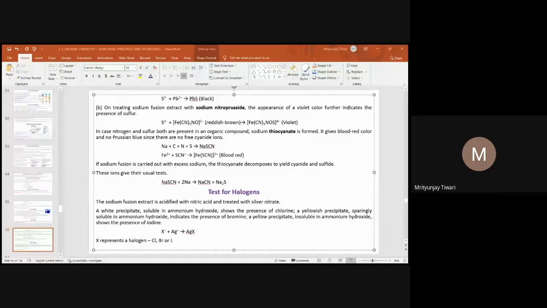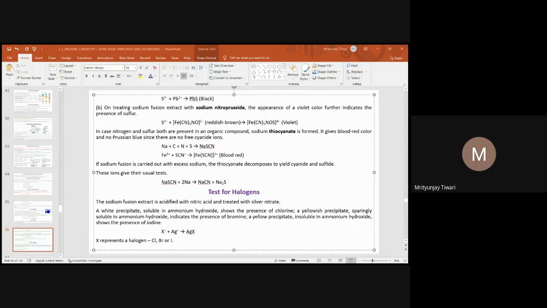If it is yellowish or cream colored, then what we do is separate out this precipitate, filter it, and then add ammonium hydroxide. If this precipitate is just sparingly soluble in ammonium hydroxide, slightly soluble, not completely soluble but some of its mass dissolves, it confirms the presence of bromide ion in the sodium fusion extract, meaning bromine is present in the organic compound.